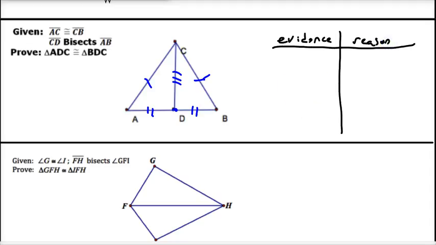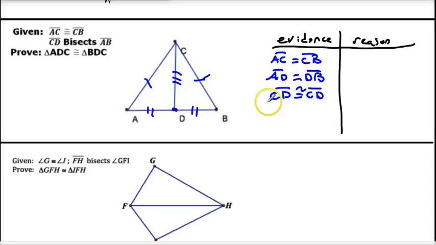And let's just start writing what we know. 1, I know that AC is congruent to CB. I know that AD is congruent to DB. And I know CD is congruent to CD. And that's just this line's congruent to itself.